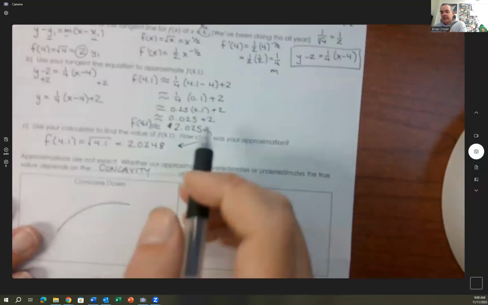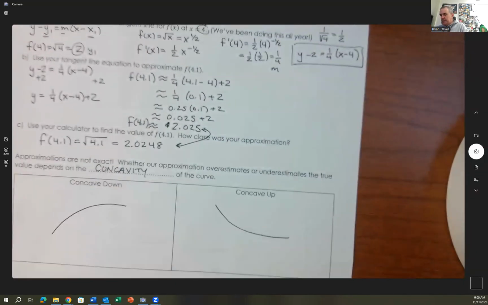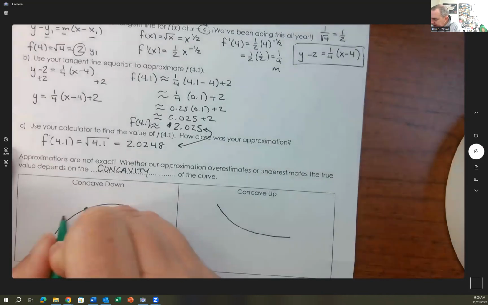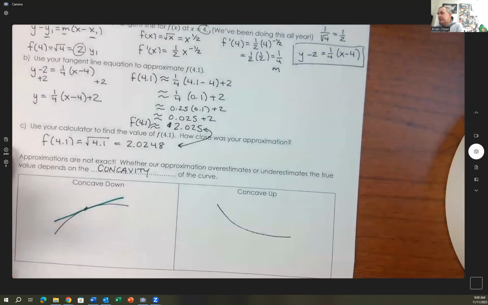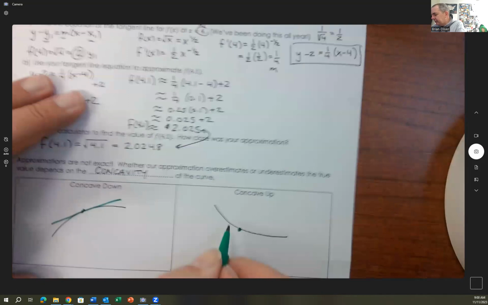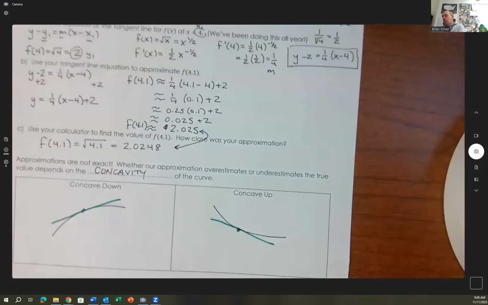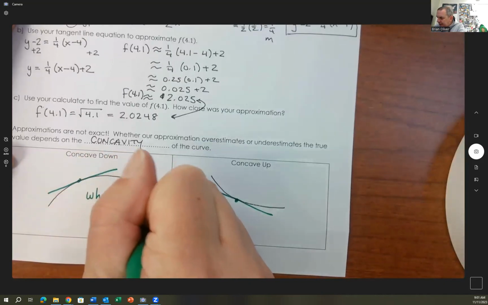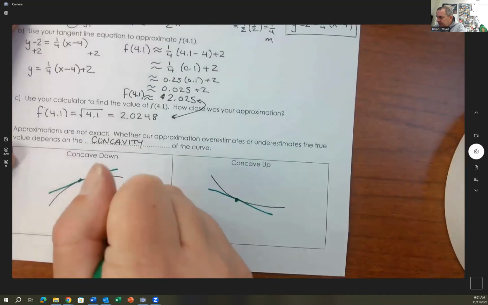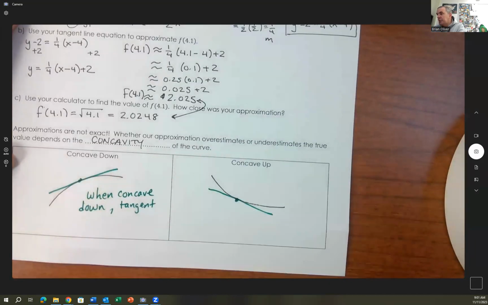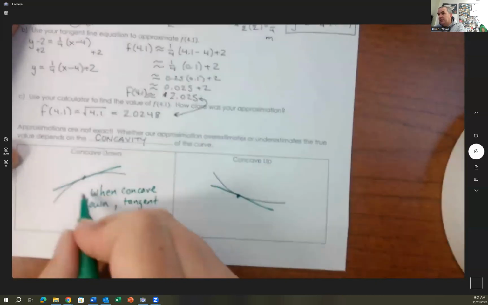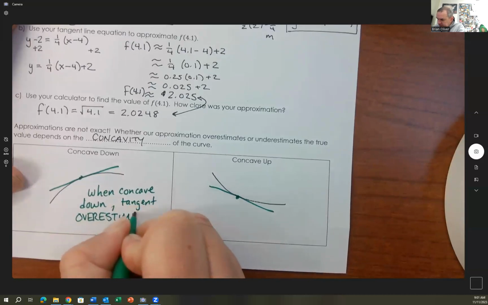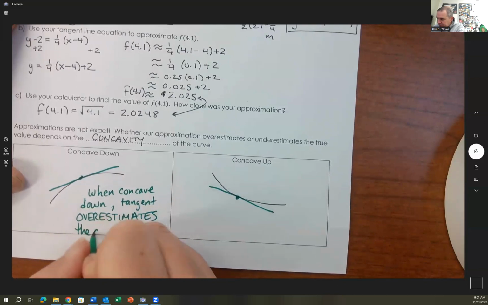Okay, so this is concave up, this is concave down. When we make our tangent line, if you remember, our tangent line is going to be a line that hits at one point. So we have a tangent line that looks like that, or a tangent line that looks like that. So what we're going to find out is that when we are concave down, the tangent line, and if you look at it, where's the tangent line in relation to the curve? The tangent line is over it. The tangent line overestimates the actual value.